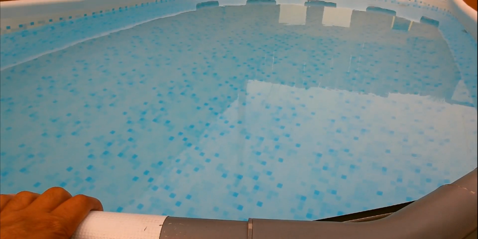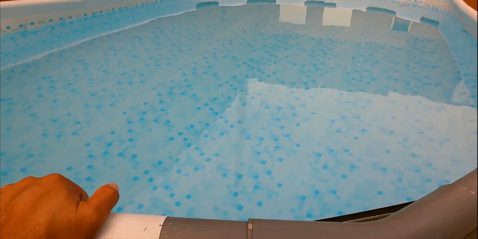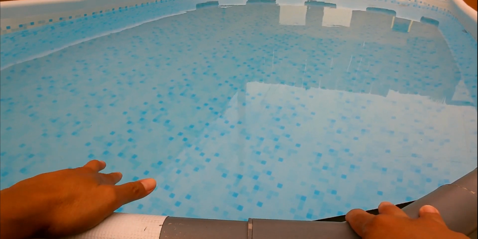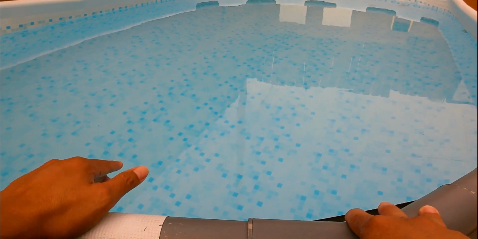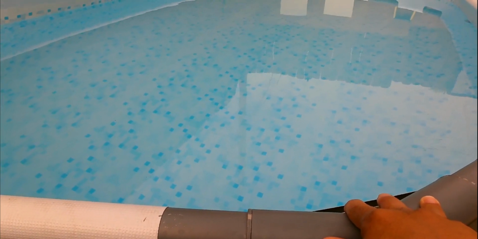Hi everyone, for today's video I'm going to show you how to clear up your pool water. So as you can see right now, the pool water is a little hazy or a little cloudy. You can still see the bottom of the pool, which is good.